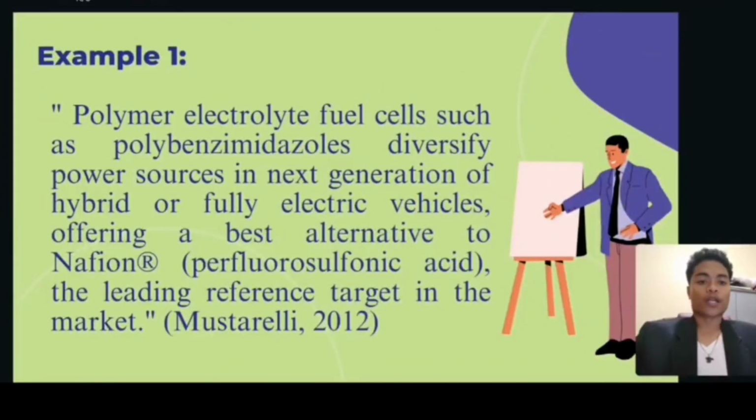So in our example 1, according to Mustarelli 2012, polymer electrolyte fuel cells such as polybenzimidazoles diversify power sources in the next generation of hybrid or fully electric vehicles, offering a best alternative to naphthalene, or in other words, perfluorosulfonic acid, the leading reference target in the market.